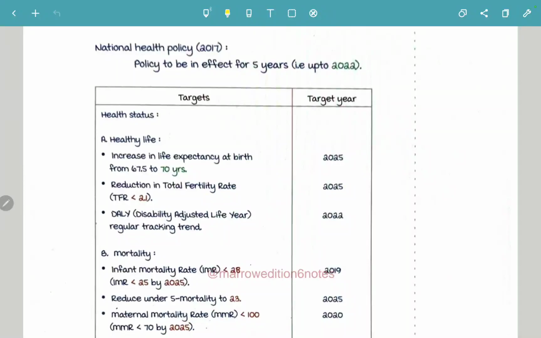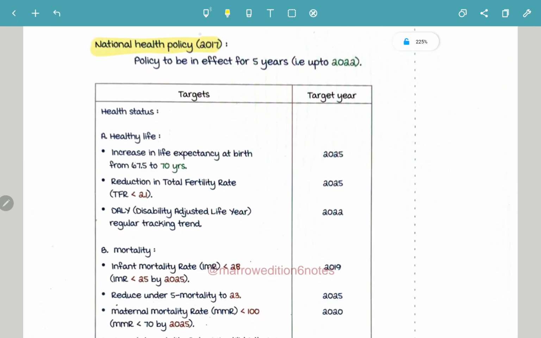Welcome to the Simplified channel. We are going to cover an important short note here: National Health Policy 2017. It was a policy to be in effect for 5 years, that is up to 2022.